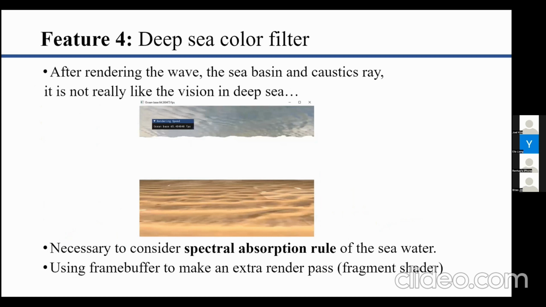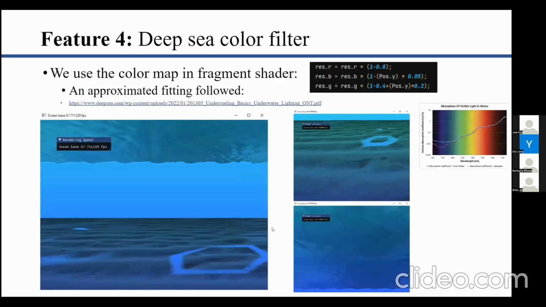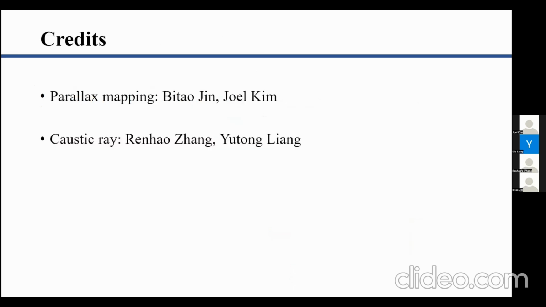After running the waves, sea basin, and caustic ray, it's not really like the scene in the deep sea. So we use the spectral absorption rule of seawater using the frame buffer to make an effect in the fragment shaders. We use the color map in fragment shaders like the equations we show on the right side, and then we get the result as the picture shows.